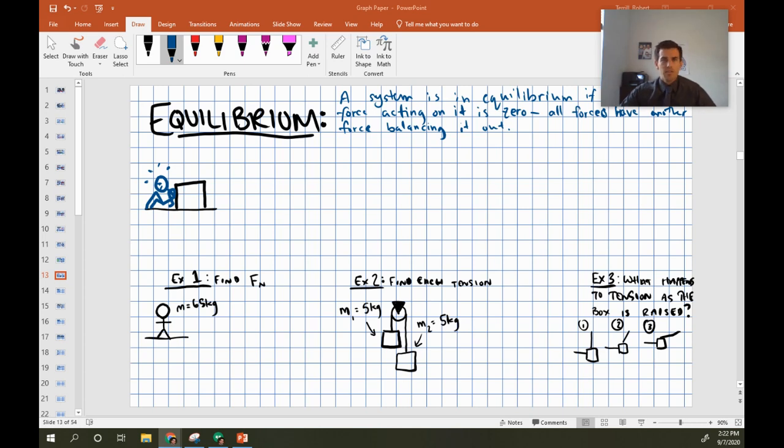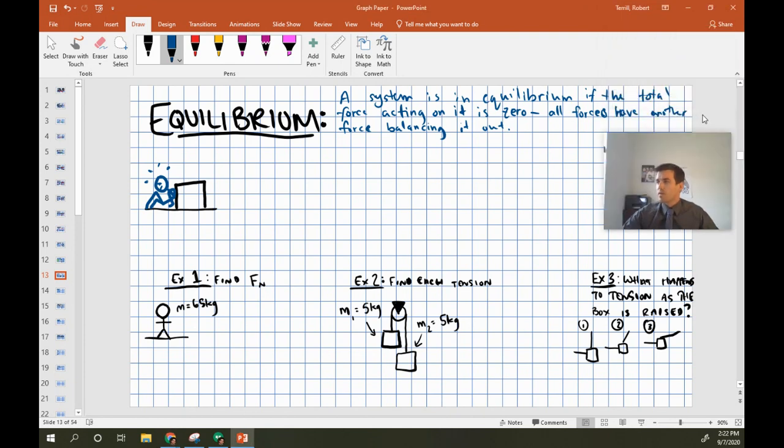So the first kind of force problem that we're going to work on are problems where you have a system that's in equilibrium. Equilibrium just means the system is in equilibrium if the total force acting on it is zero, or another way of saying that is that all of the forces balance out, so it's getting pulled equally in every direction.